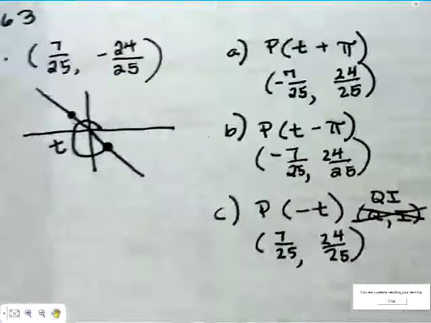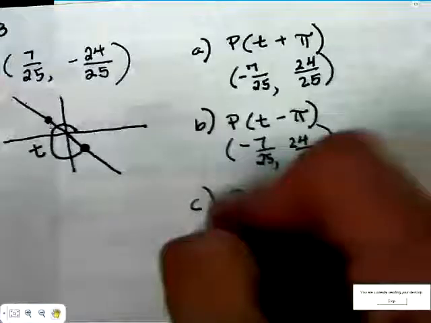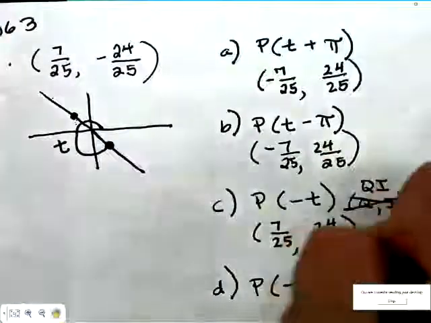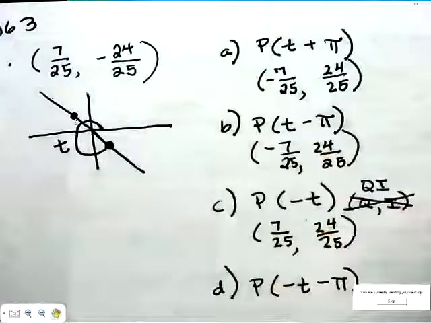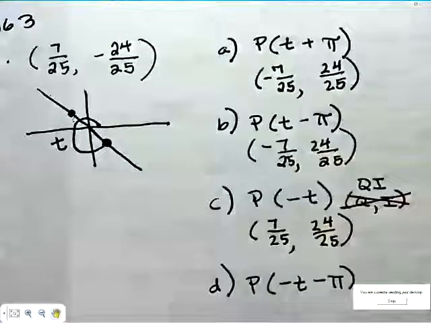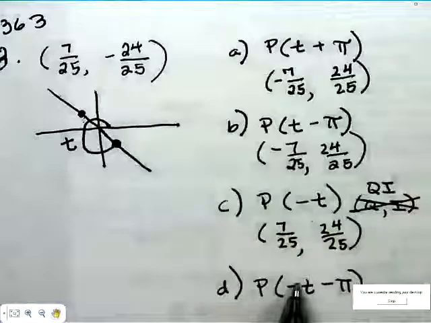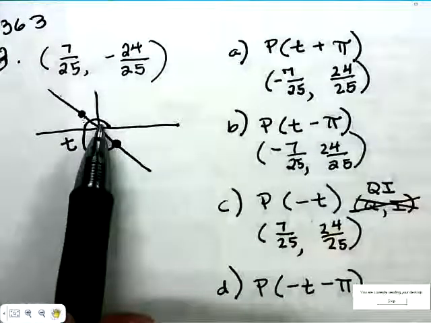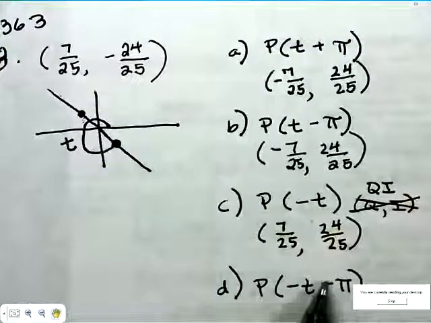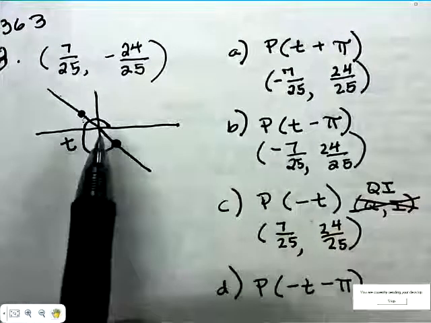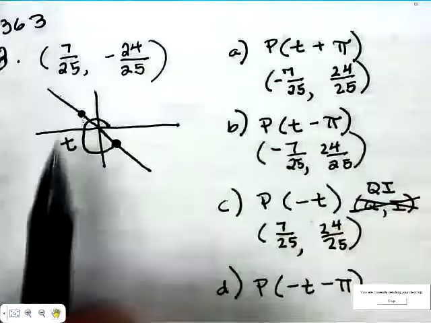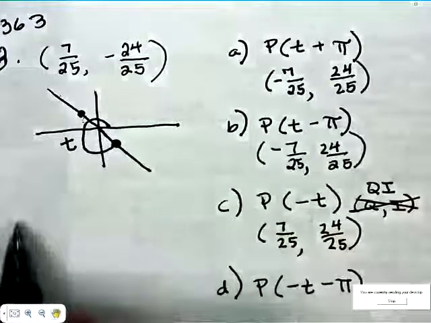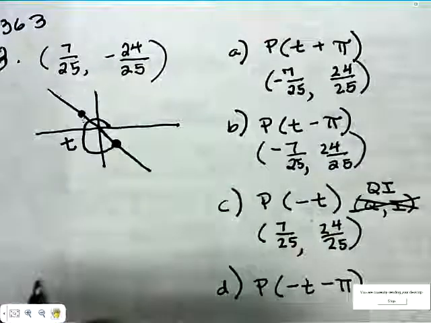And then finally, the D part says find p of negative t minus pi. Well, p of negative t would be that same first quadrant angle. So if I went 180 degrees clockwise from that first quadrant angle, in what quadrant would my terminal side be? It'd be in the third quadrant then, where the x and the y are both negative.